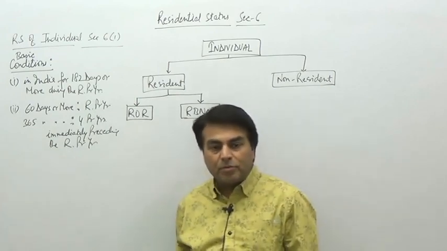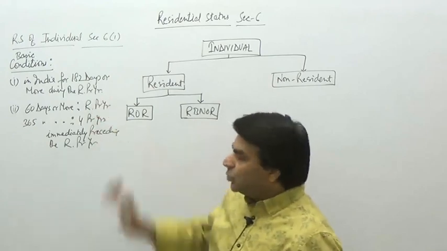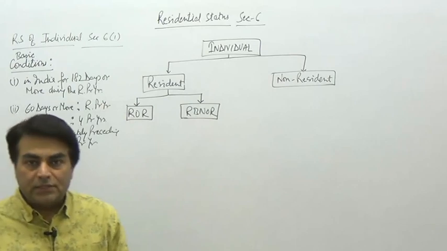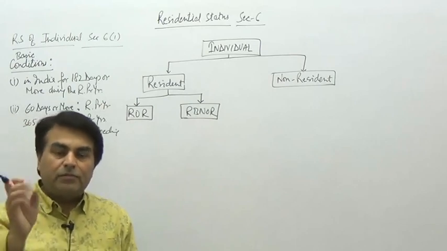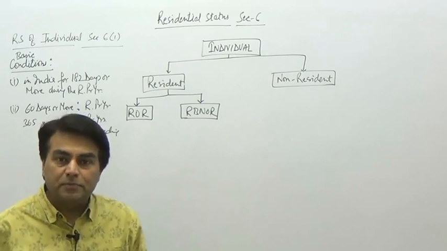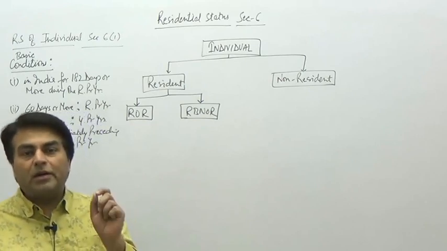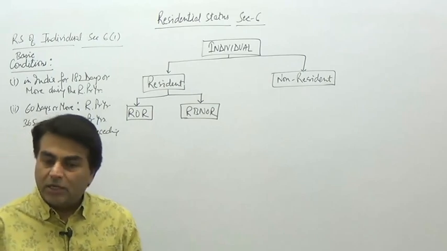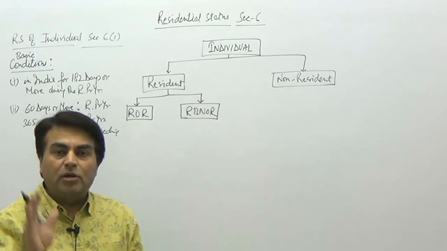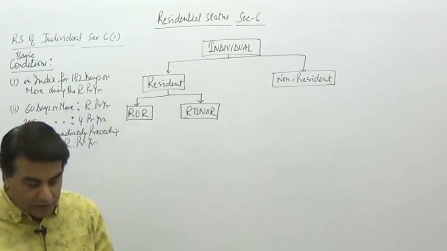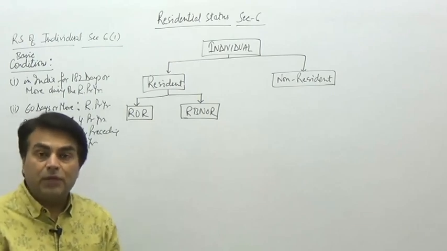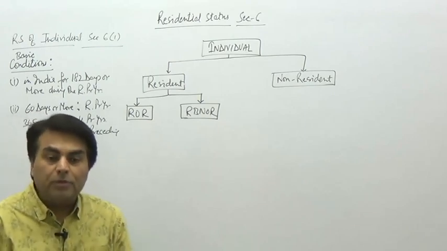No problem here. Now these are the 2 conditions given. If your individual fulfills any one of these 2 or both of the conditions, he would become a resident. In case he does not fulfill any of these 2 conditions, then only he would be called a non-resident. That means an individual, to be a non-resident, must not fulfill both of the basic conditions.